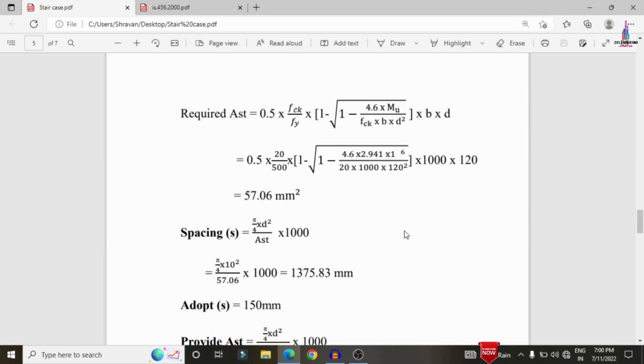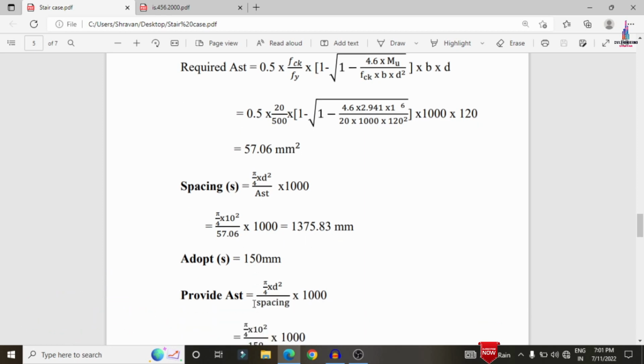Again, we have to calculate the value of the spacing. Basically, spacing consists of the formula pi by 4 into d square divided by AST. If you substitute the value of 57.06 for AST in this formula, you get the value 1375.83 mm. So let us consider 150 mm spacing.